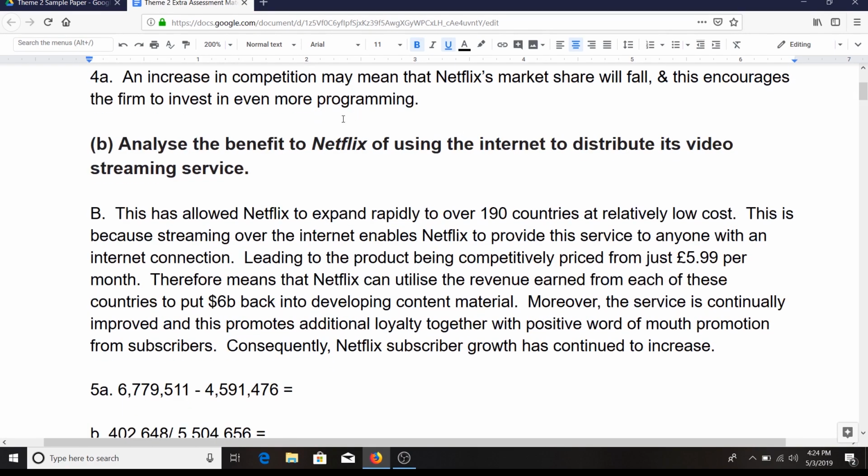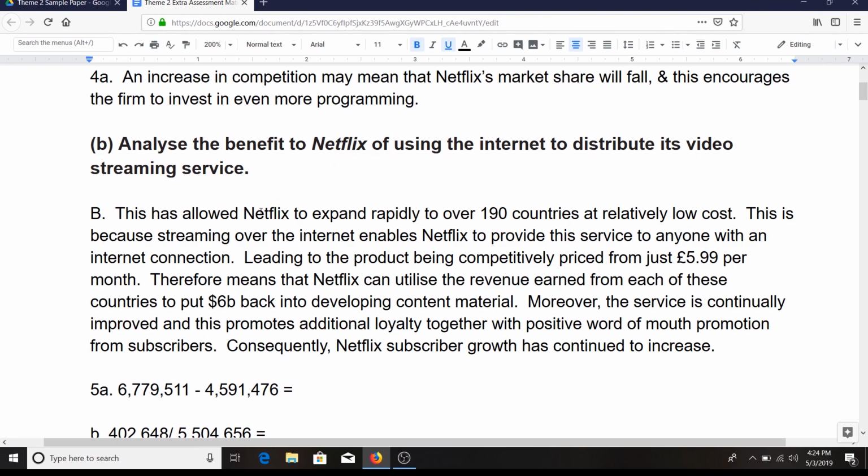Right, let's move it on. B, analyse the benefits. We now got a 6-mark analyse question. We know that we've got to have at least 5 interconnected sentences to be able to pick up top analysis marks, but we also want a minimum of 2, preferably 3 types of application in here.